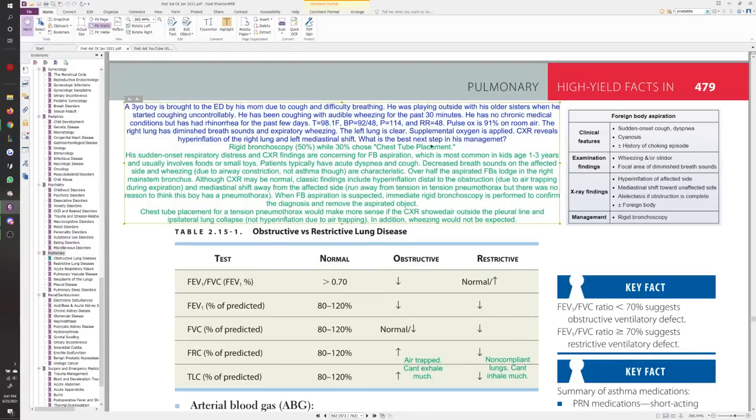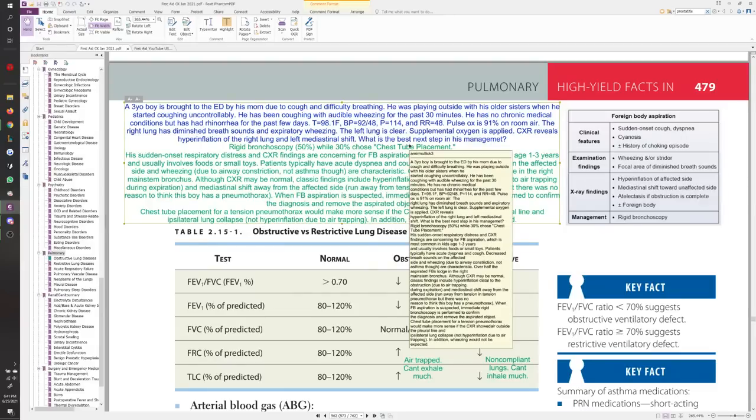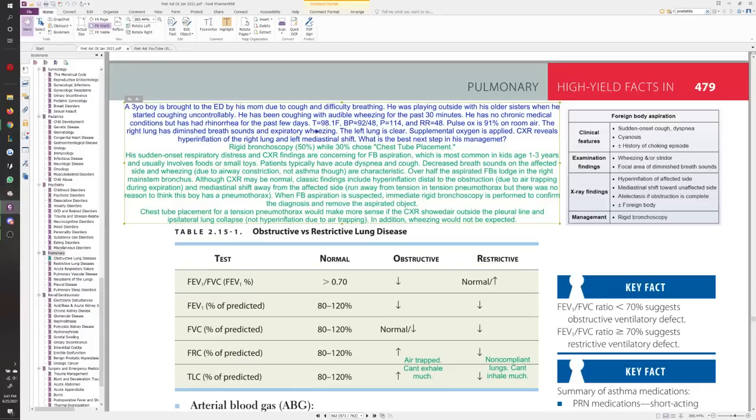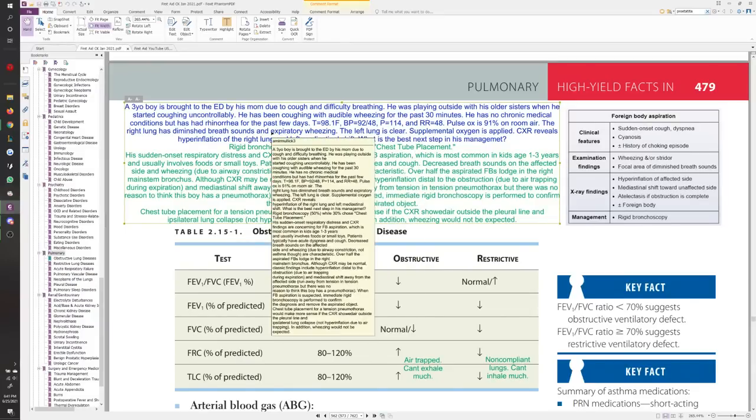The reason they fell for chest tube placement is because they're thinking this is a tension pneumothorax, because they're thinking that the trachea is deviating opposite to the direction where the lung has decreased breath sounds. But they mentioned expiratory wheezing. That means that when the child is breathing out, there's some wheezing occurring. That means that there's something in the canal through which air is supposed to be coming out.